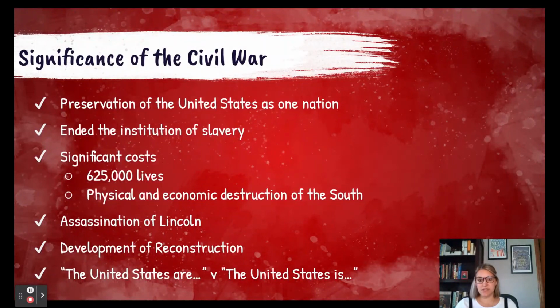So finally, what is the significance of the Civil War? Well, the preservation of the United States as one nation is significant, and then it ended the institution of slavery. Those are probably the two biggest components you need to be aware of. However, there were significant costs of the war, both in human and physical capital. And then after the war, there was very quickly the assassination of Lincoln and the development of Reconstruction.